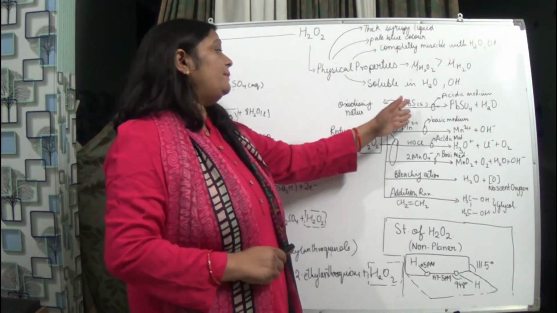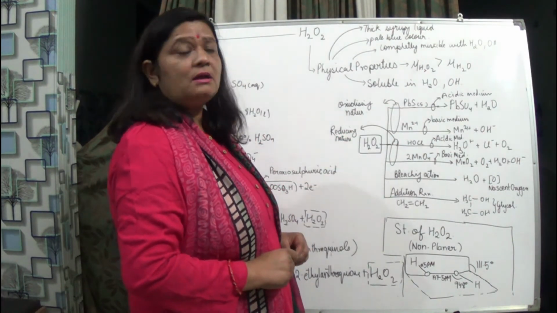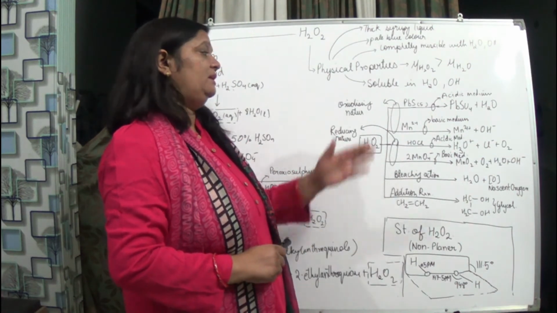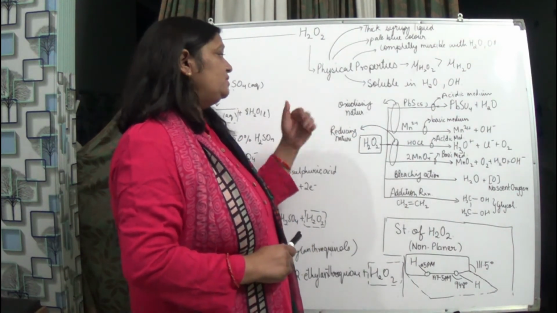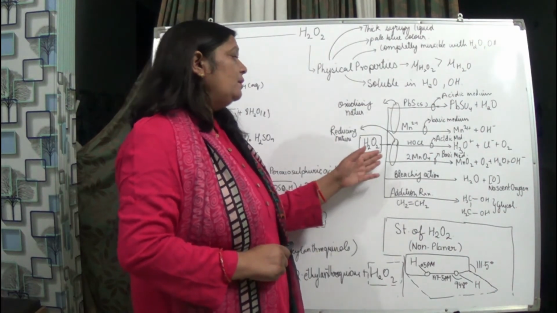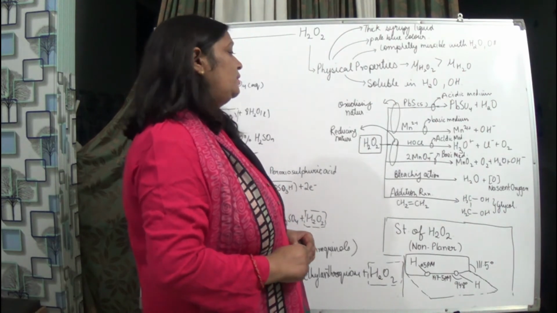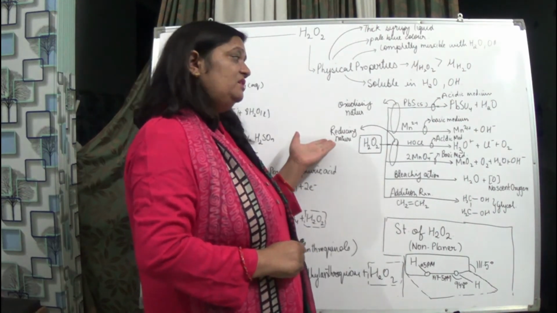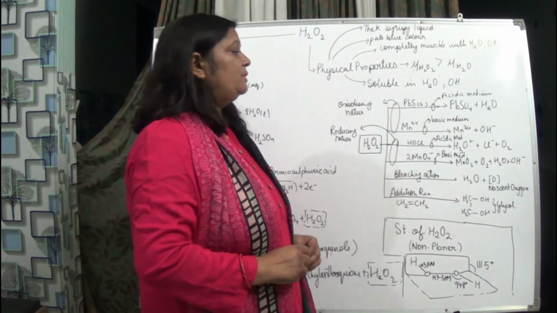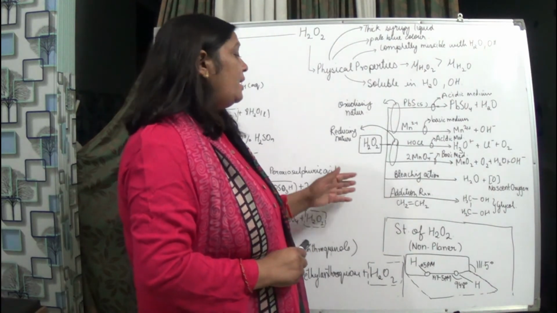In oxidizing nature, it reacts with lead sulfide to form what? Lead sulfate plus water. Likewise it reacts with Mn2 plus in basic medium, where also it acts as an oxidizing agent to form the corresponding compounds. Likewise it reacts with manganese oxide in basic medium, acting as a reducing agent, forming the corresponding compounds, MnO2, that is manganese dioxide, plus oxygen plus water plus OH minus ions.